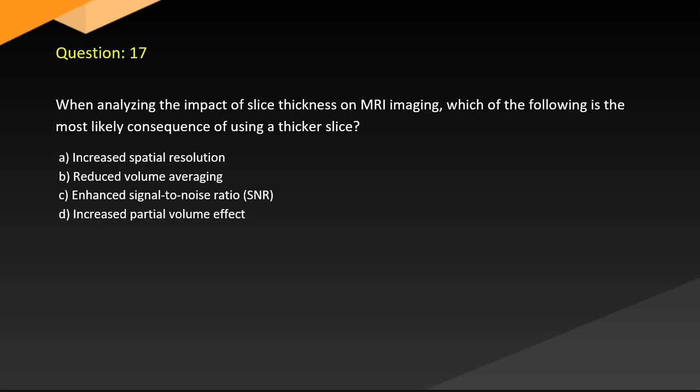Question 17. When analyzing the impact of slice thickness on MRI imaging, which of the following is the most likely consequence of using a thicker slice? A. Increased spatial resolution. B. Reduced volume averaging. C. Enhanced signal-to-noise ratio, SNR. D. Increased partial volume effect.